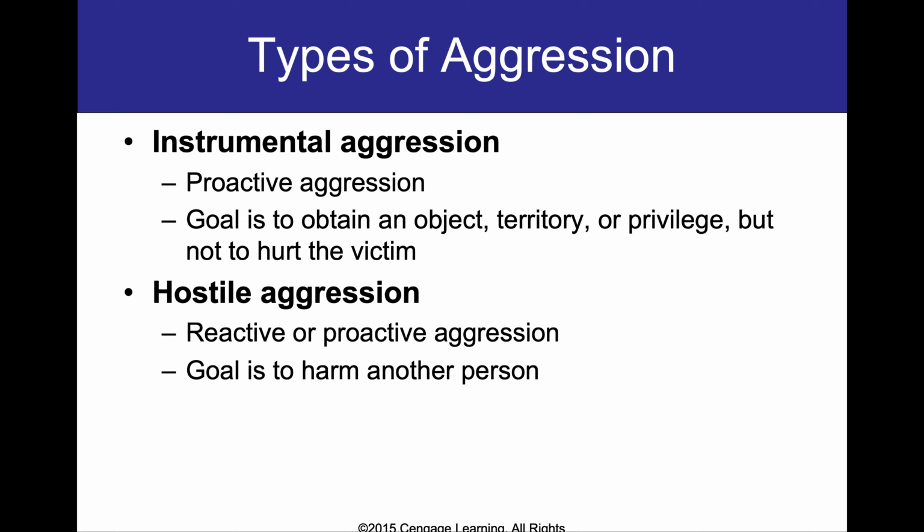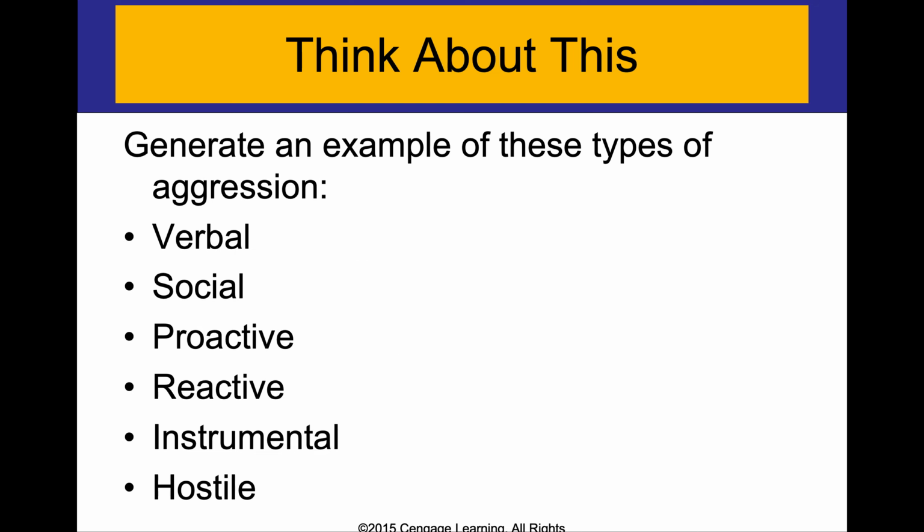Hostile aggression, of course, can be reactive or proactive, either one, but the goal is I'm going to hurt you if I have to. I'm going to get what I want, even if you get hurt. You don't matter. Here are some of the concepts to think about: the verbal, the social, the proactive, the reactive, the instrumental, and the hostile. I'm not going to go into this for time purposes, but you can come up with some of your own examples of each of these types of aggression.